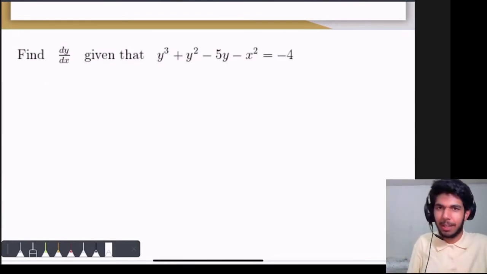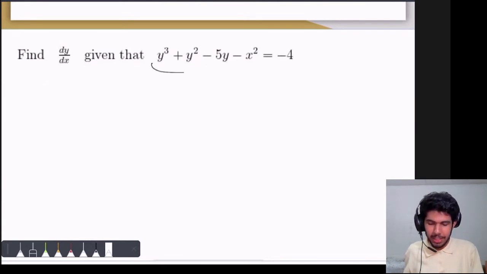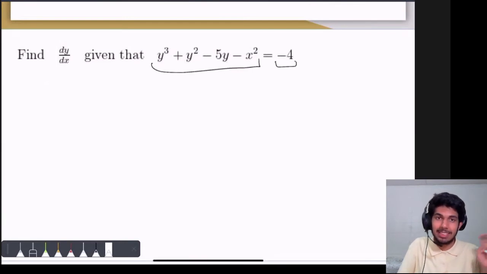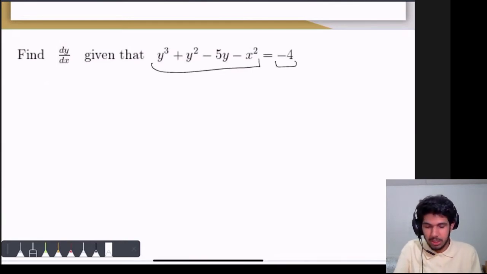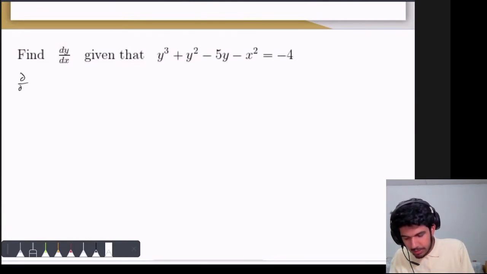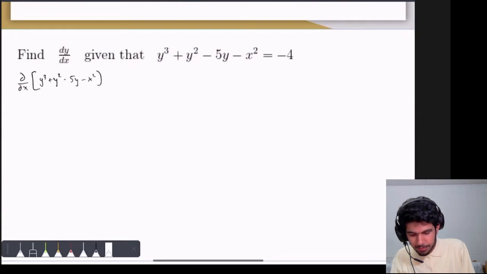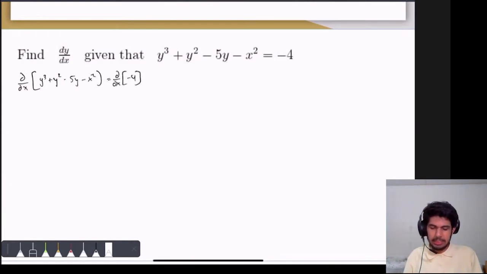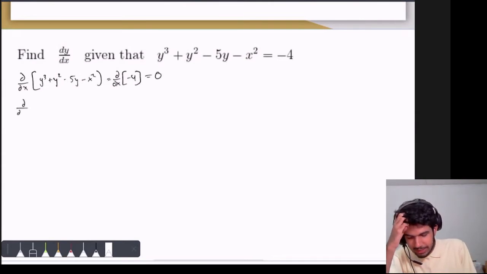So, similarly, by that logic, I can take the derivative of both sides, right? Because if we say that this is equal to this, then they're basically the same function. So when I take their derivatives, they should be equal, right? So let's do it. d/dx, we're taking it with respect to x, of y cubed plus y squared minus 5y minus x squared equals d/dx of negative 4. Well, what's d/dx of negative 4? That's equal to 0.